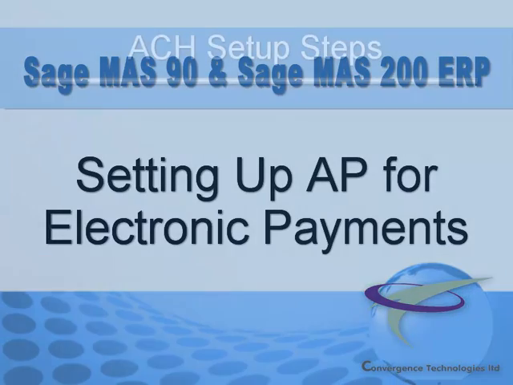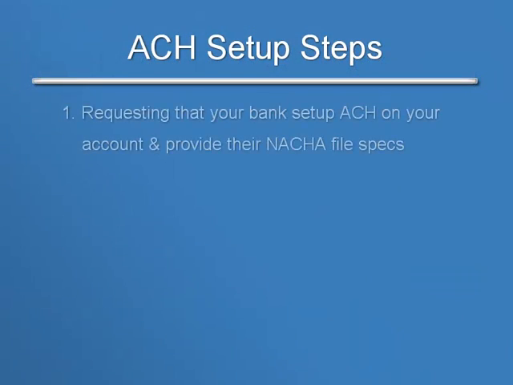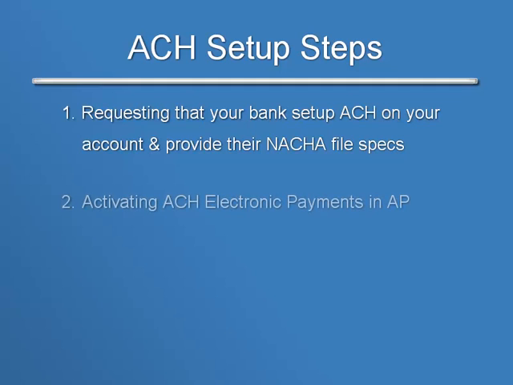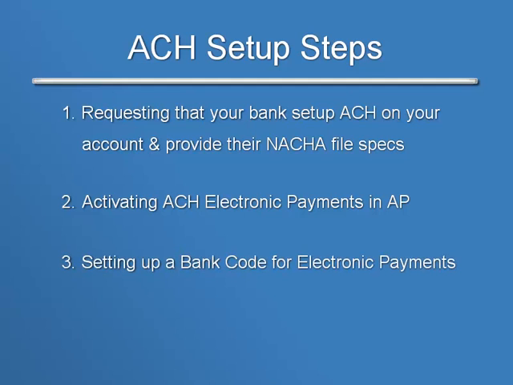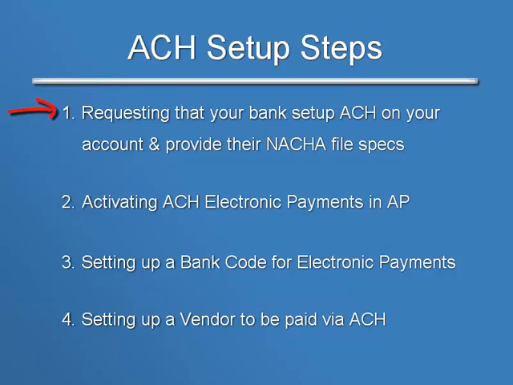We've broken the setup into 4 steps, which are requesting that your bank set up ACH on your account and provide their NACHA file specs, activating ACH electronic payments in accounts payable, setting up a bank code for electronic payments, and setting up a vendor to be paid via ACH. Note that in this tutorial, we'll only be covering the setup of this feature. The actual processing of an electronic payment will be covered in another tutorial. So let's begin with step 1.